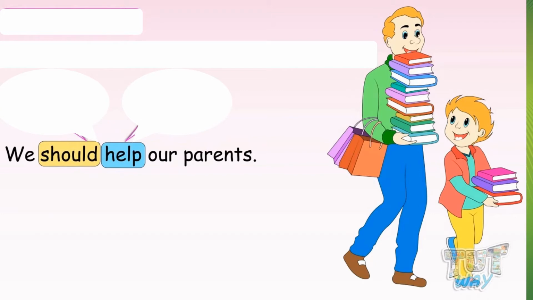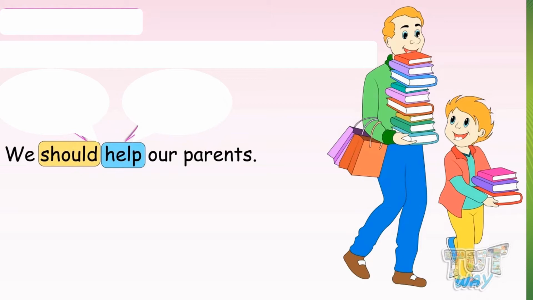So there is a sentence, a very simple sentence with a picture in front of you. We will read that sentence. We should help our parents. Very simple sentence. We know this is the fact that we should help our parents. Now you can see there are two colored boxes. One is blue and another one is cream. Now let's see why those boxes are painted in different colors.